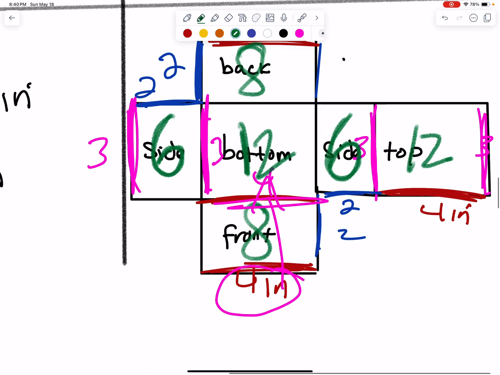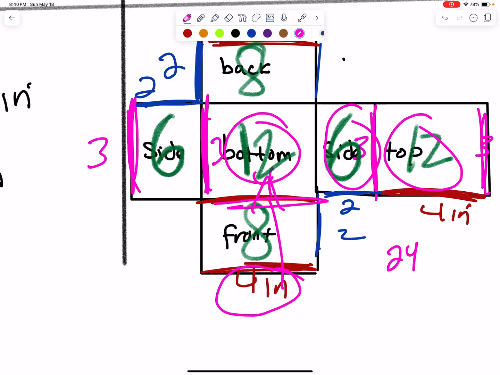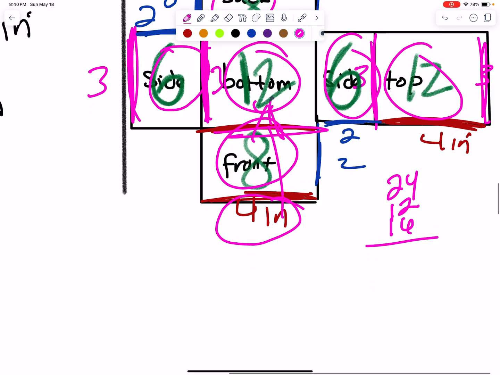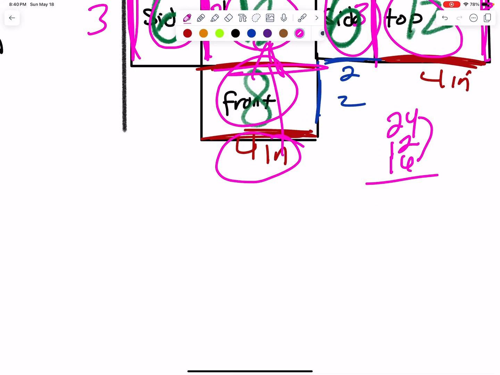And then what you do is you add them all together: 12 plus 12 plus 8 plus 8 plus 6 plus 6. So 12 plus 12 is 24. 6 plus 6 is 12. And 8 plus 8 is 16. And then you just add. That's 10, 12, 2, 3, 4, 5. So this would be 52, and it's inches squared. So that's how you would do something like that.